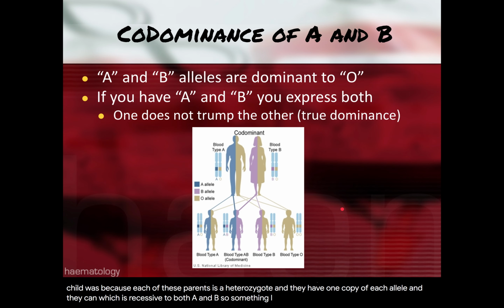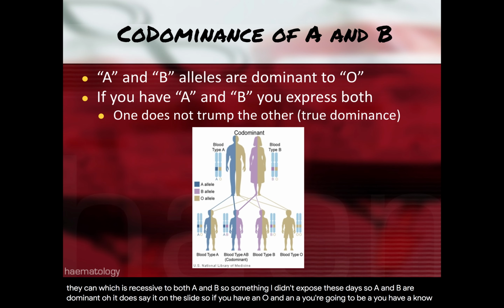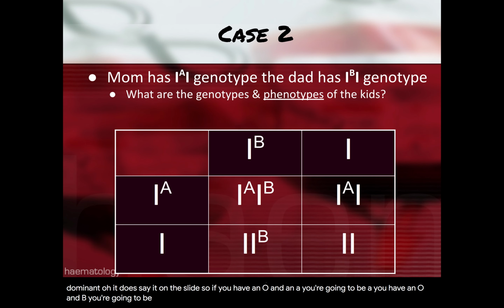So that's something that I didn't explicitly state. So A and B are dominant to O. It does say it on this slide. So if you have an O and an A, you're going to be A. If you have an O and a B, you're going to be B. And you need two O's to get the O blood group.